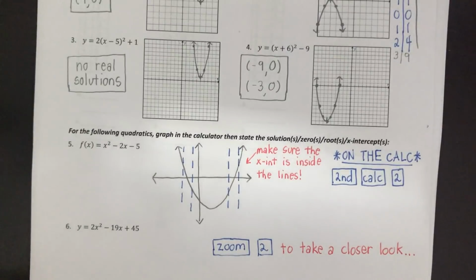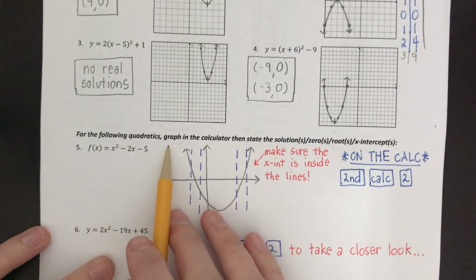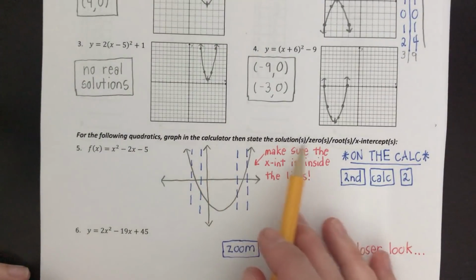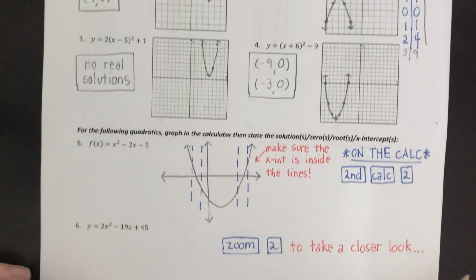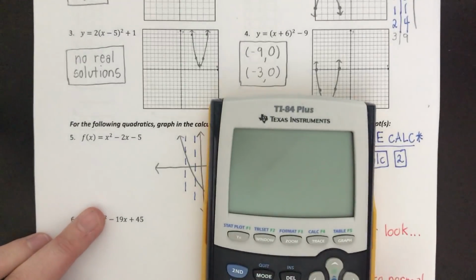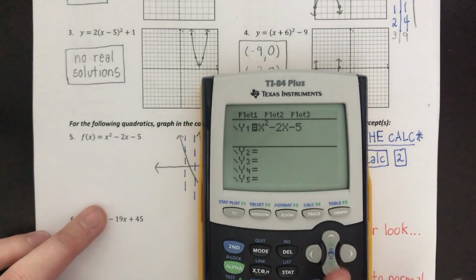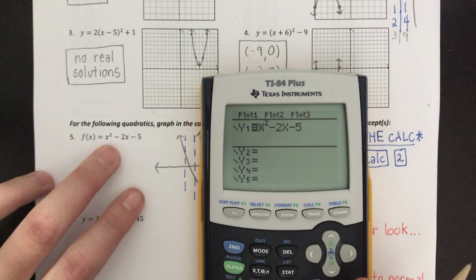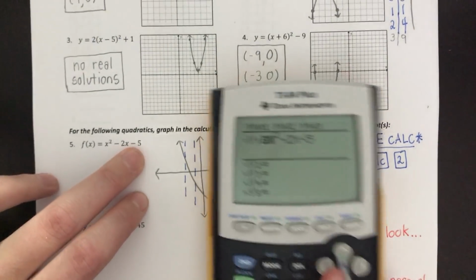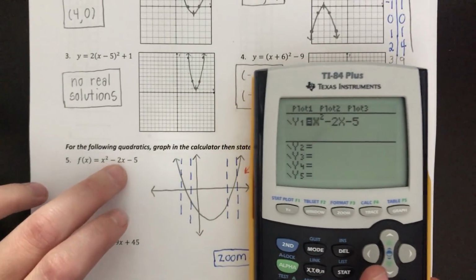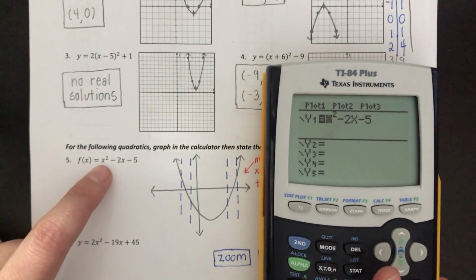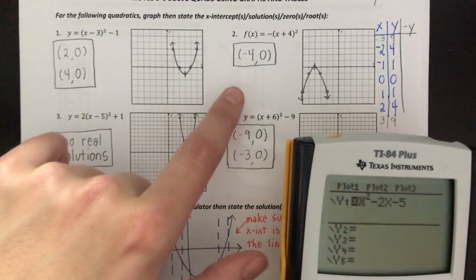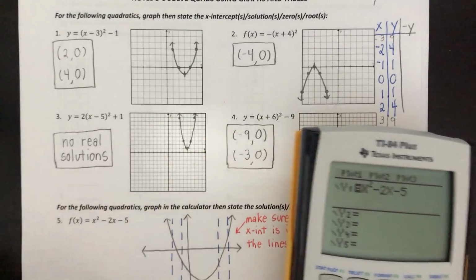Now in 5, 6, and 7, we are going to look at the graphs in the calculator and make the calculator give us the solution, zeros, roots, x-intercepts. Okay, so on number 5, I have already gone ahead and plugged the quadratic equation into the y equals of the calculator: x squared minus 2x minus 5. Another big reason you would want to use the calculator here is that this quadratic is in standard form while these were in vertex form.